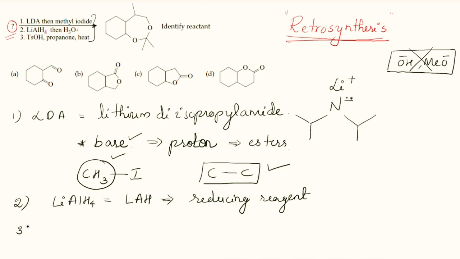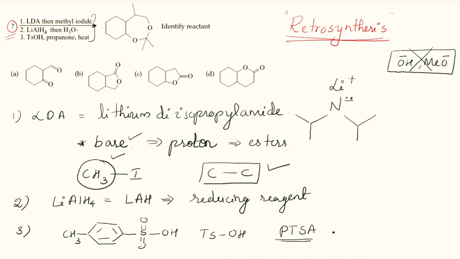Now let's take the third condition, TsOH. What does TsOH refer to? It is para-toluene. So toluene is methyl benzene and then sulfonic acid like this. So here you can see that this is called the tosyl group. That's why we write it as Ts. And if there is OH, we write like this. So it's nothing but para-toluenesulfonic acid, nothing but PTSA. What is its function? It is just acting as an organic acid.